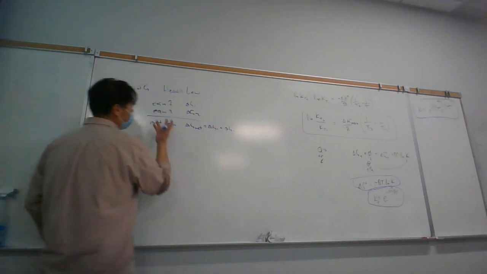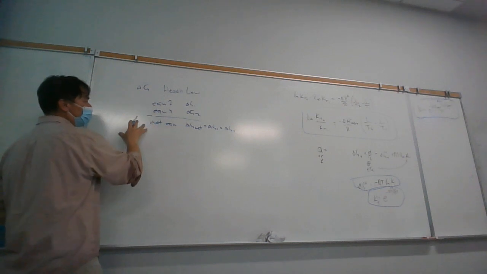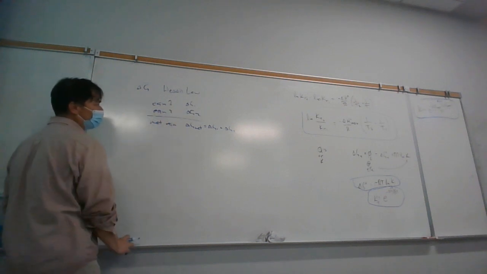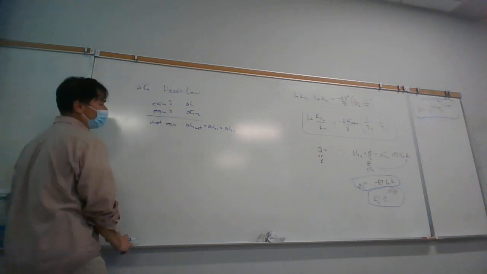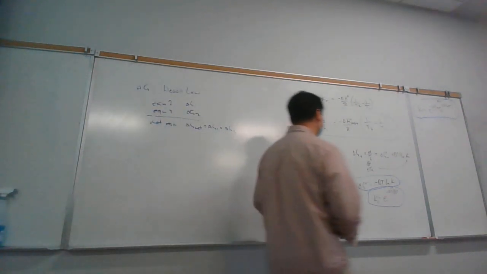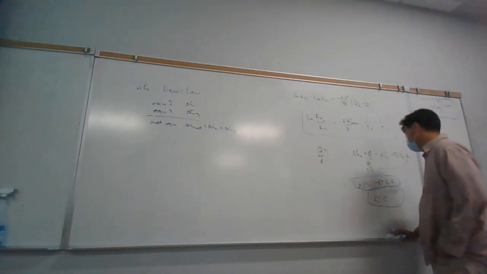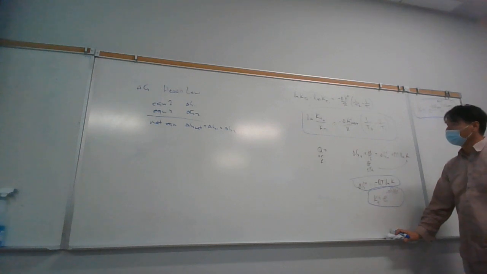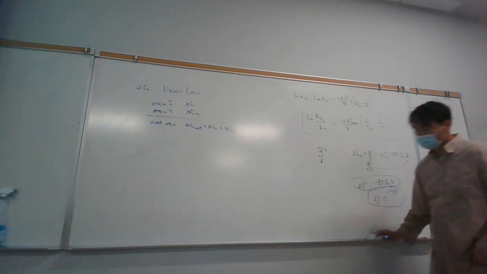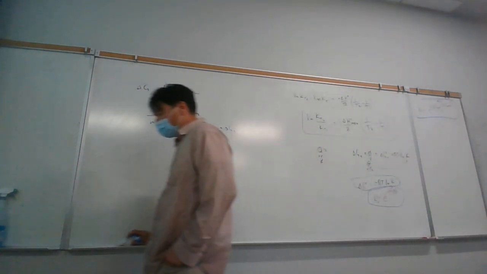Now the same things apply. If you reverse the equation, we change the sign, etc. It will apply as it does for delta H. So these are all the types of equations. So let's look at some example problems for these.